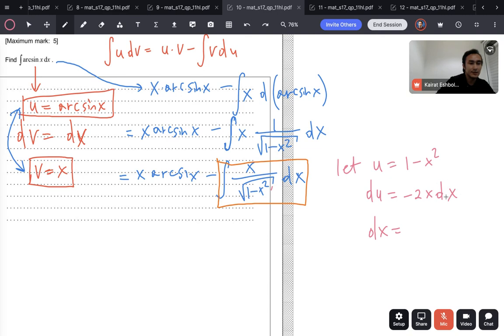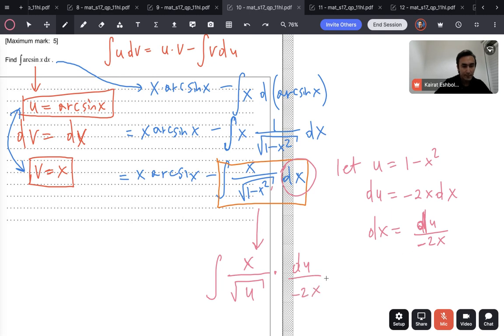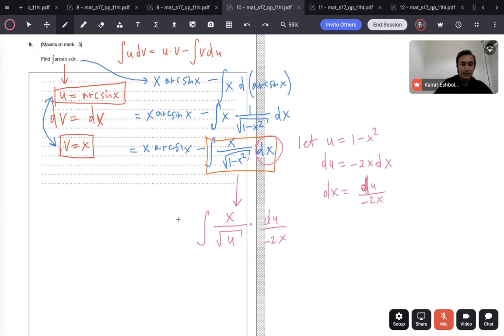So separate it, leave dx on itself, so du is over minus 2x. So dx is equal to du over negative 2x. So now putting all of that into this integral. Instead of x, we just put x there, and then it's going to be a root. 1 minus x squared is u, right? And then instead of dx here, we'll put what we have here, du over negative 2x.